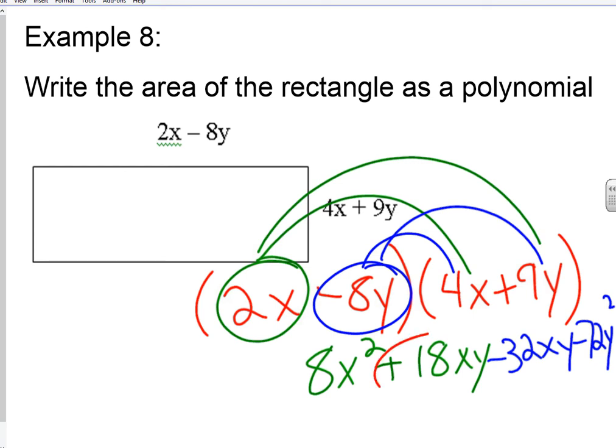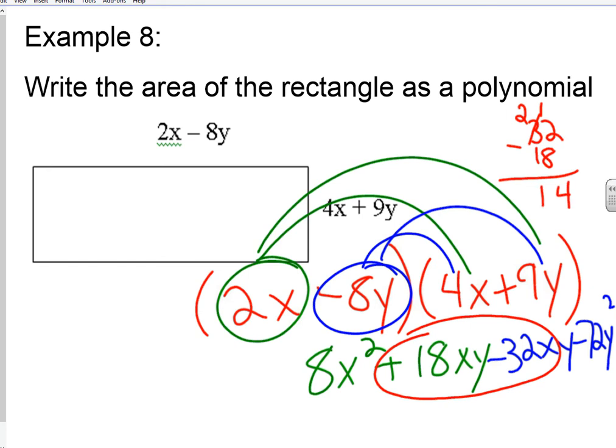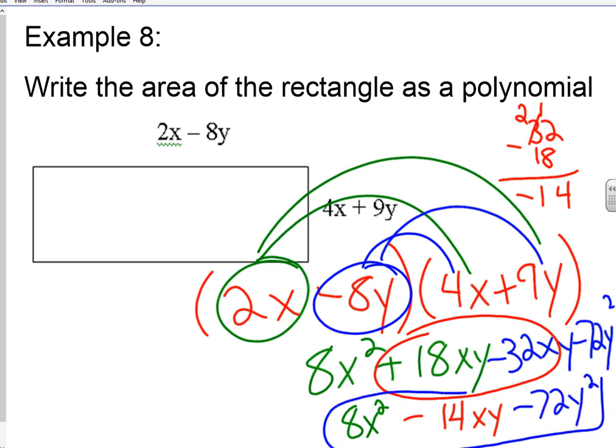Combine your middle terms. 18 minus 32. I'm going to go ahead and do that up here. 32 minus 18. I'm going to borrow from here. I'm going to get a 2, carry the 1. 12 minus 8 is 4. 2 minus 1 is 1. We know it's negative. So I get negative 14xy. Drop the other ones down. 8x squared. And my negative 72y squared. There is your final answer.